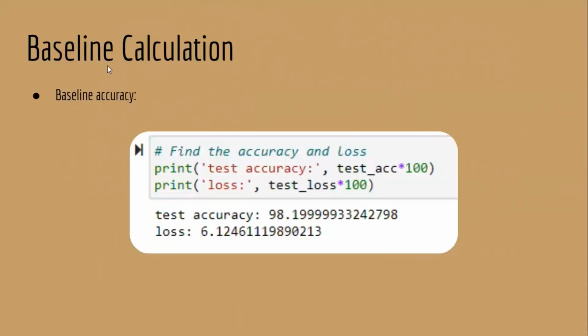For our baseline calculation, we got a test accuracy of 98.20% and a loss of 6.12%. This was a very high test accuracy result for us not having to change or do any exploration to the data at this point.